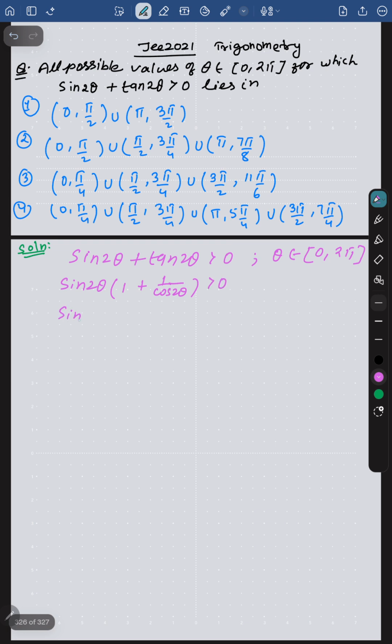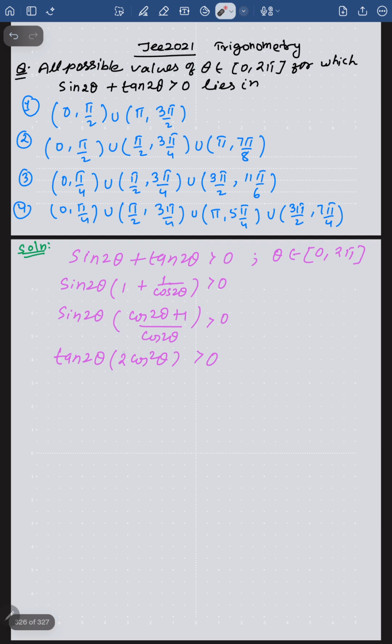So this will give you sin 2 theta times cos 2 theta plus 1 divided by cos 2 theta, taking the LCM. Again we are getting sin 2 theta upon cos 2 theta, so this time we get tan 2 theta. This will give you 2 cos square theta greater than 0. Now you can clearly see that 2 is positive, no problem, and cos square theta is also positive, no problem.